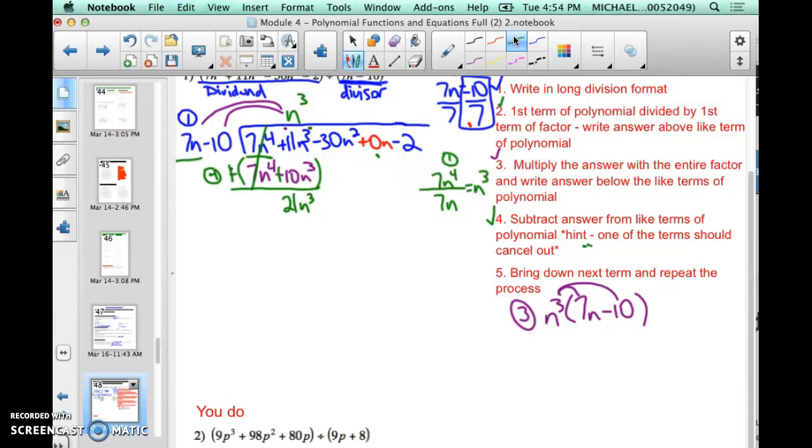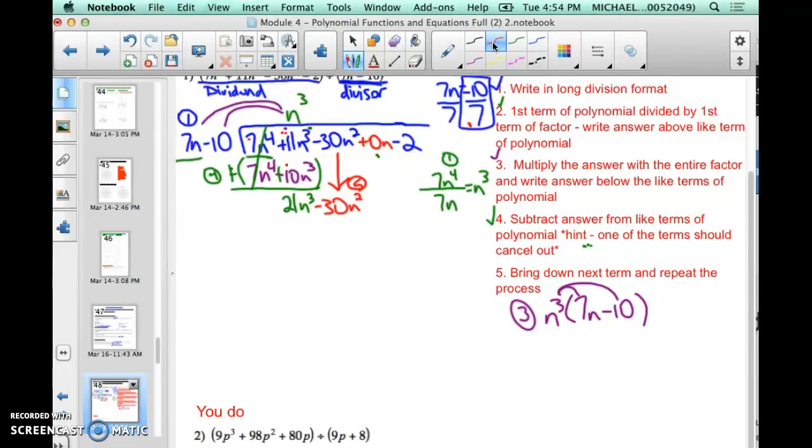Step 5, the final step of this process, is you bring down the next term of the polynomial and repeat this entire process, okay? So step 5, I will do, what color haven't I used yet? Red, I suppose. The next term in this polynomial, I've already worked with the 7, that's gone. This one I've already worked with, combined with this one to make the n cubed. So the next one is the n squared. In this case, it's negative 30n squared. That's step 5. Bring it down.